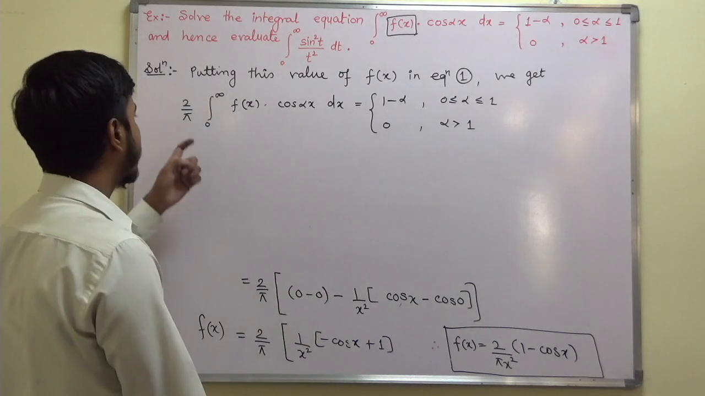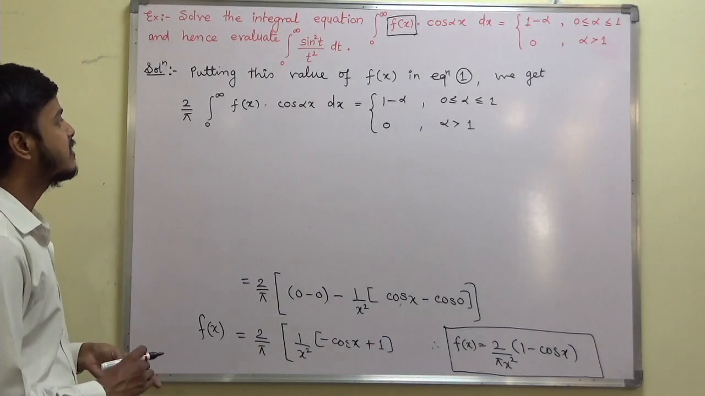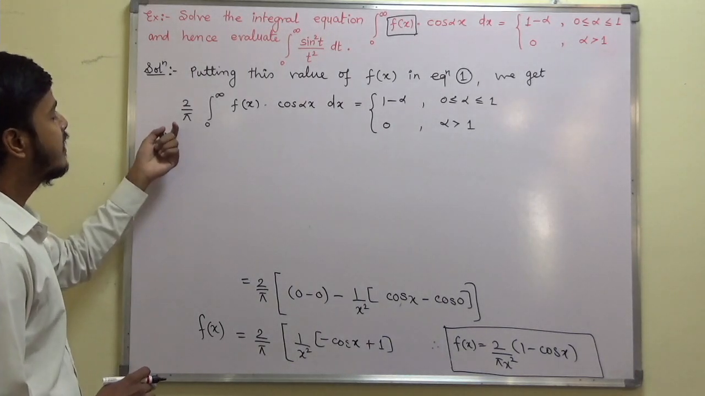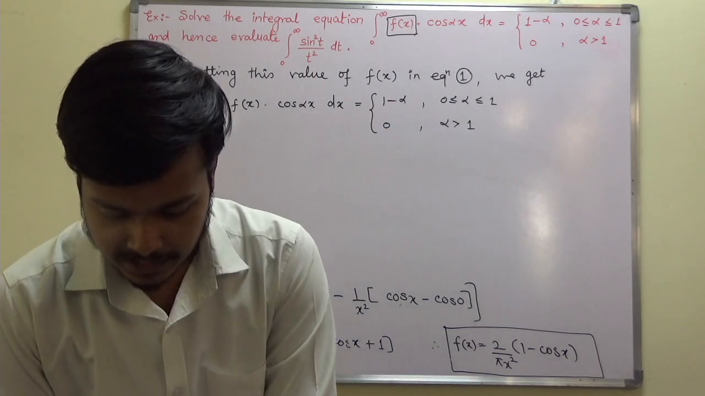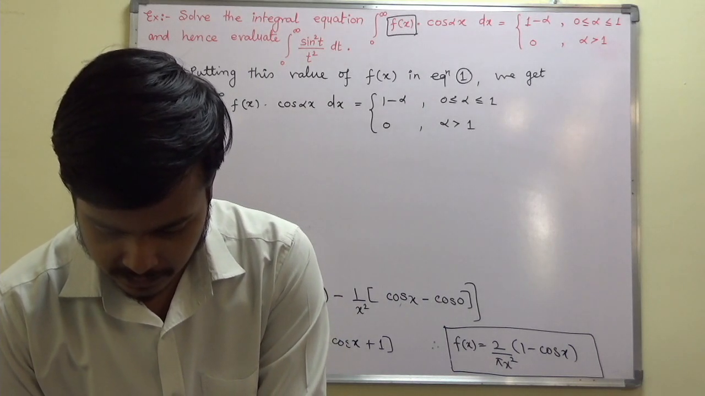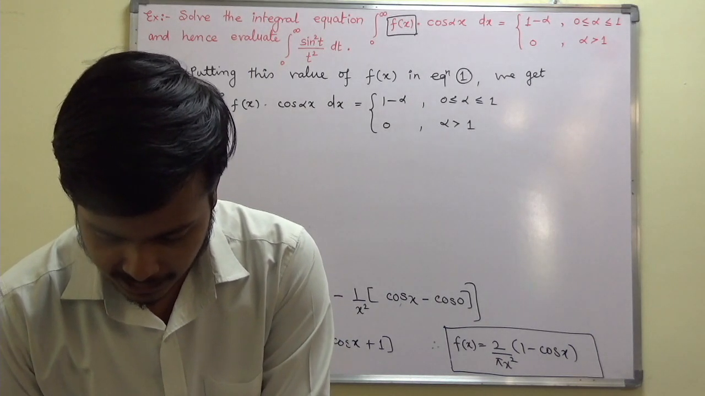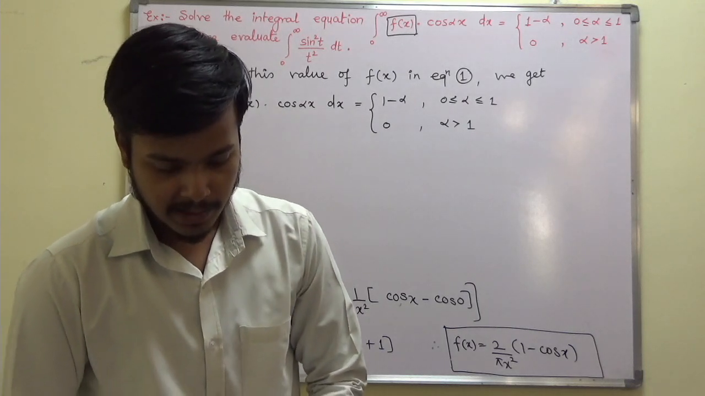So this was my equation 1. Okay, 2 by pi. We can just check. If it is 2 by pi, then it must be under root 2 by pi. Just a moment. No, it is not like that. 2 by pi.